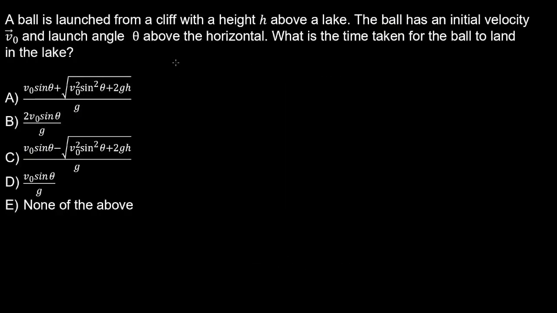A ball is launched from a cliff, which is a height h above a lake, and the ball has an initial velocity v0 and a launch angle of theta from the horizontal. So the trajectory of the projectile will look something like this, being parabolic. What is the time taken for the ball to land in a lake?